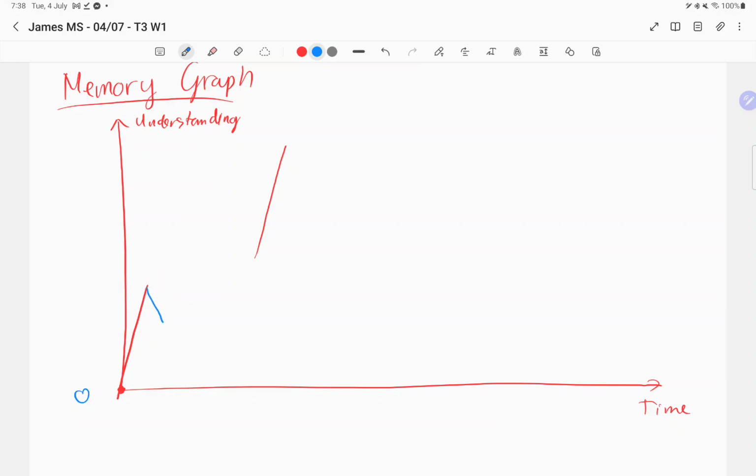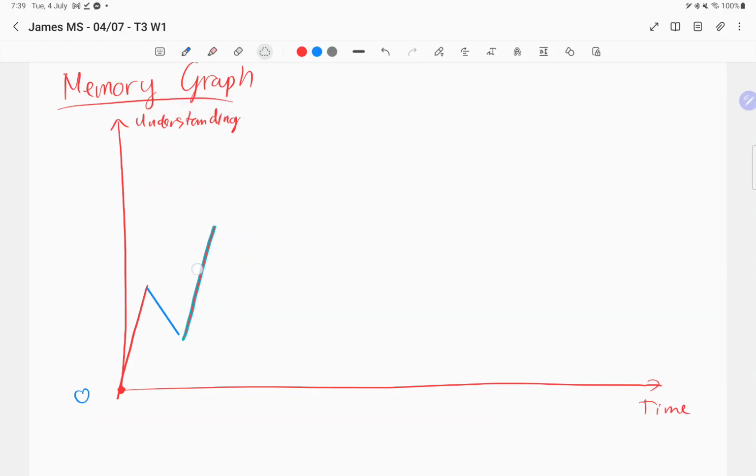Naturally, you start forgetting. And this line will be different for everyone, but let's just say it's like that. And then at this point, it could be a couple hours later, it could be a couple days, but normally no longer than a week, less than a week. And again, as I said, it's different for everyone.